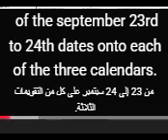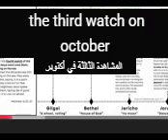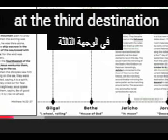The dates for these three watches were determined by the transposing of the September 23rd to 24th dates onto each of the three calendars. However, as I suspected in the previous video, the third watch on October 14th to 17th would pass because Elijah wasn't raptured at the third destination of the Jordan River, but only after he had continued walking for some time beyond the Jordan.